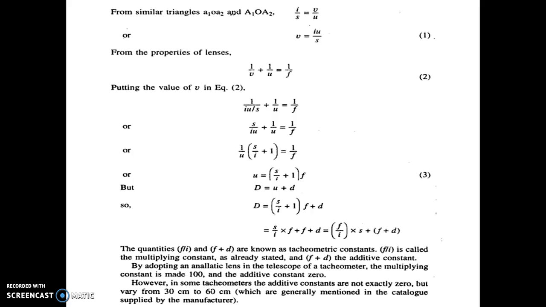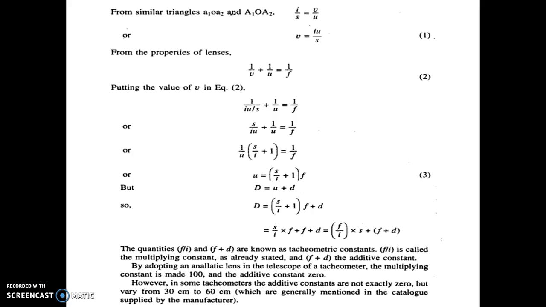From the diagram, it is clear that the capital D can be obtained as the summation of u plus small d. So we can substitute the value of u as in equation 3 in this equation. So we can get finally D is equal to f by i, the product of S, plus (f plus d). Here the f by i and the f plus d are known as tacheometric constants.